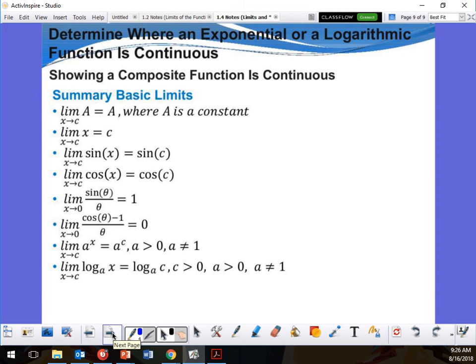Whole bunch more rules. This is a lot of stuff that we did. Constant, sine, plug in there. Here are our rules that we already did, right here.